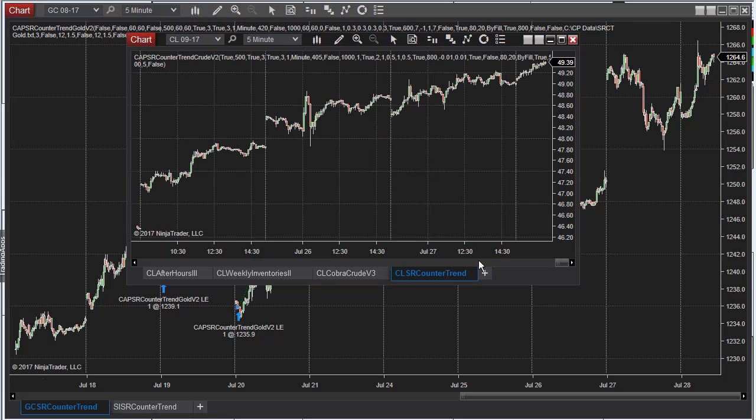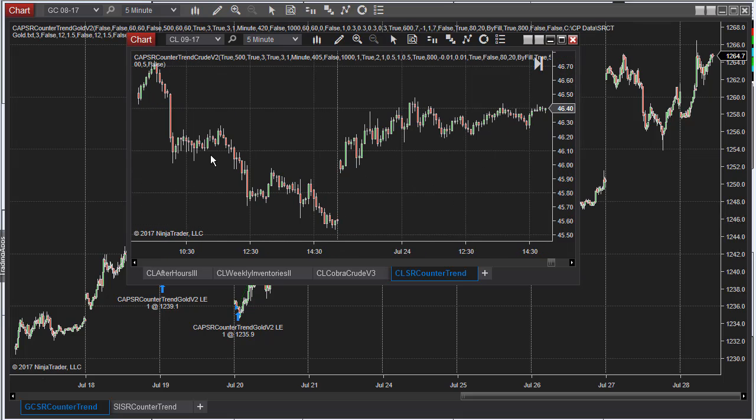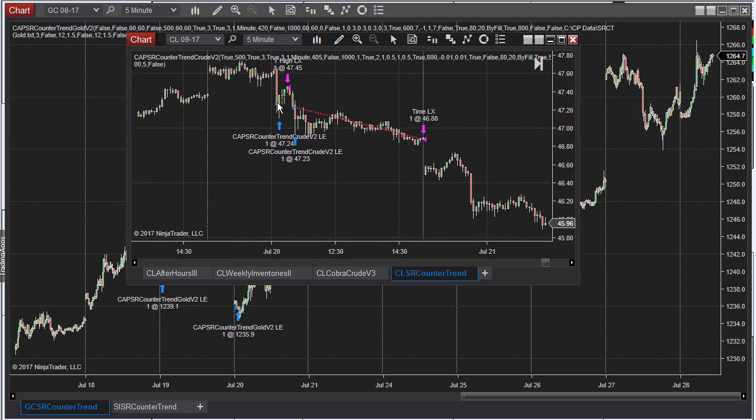SR counter trend crude oil is kind of like SR counter trend gold and silver. You see the trades here on, let's see, this was last week, July the 20th, and let me expand that window and scroll back. You see the trades here. Yesterday's high was there. If it gets within one tick of the previous day's high, you see the Y high long exit. So it exited there, got in, got out on the time exit there. This is the NinjaTrader version of crude oil. So same trades in TradeStation.